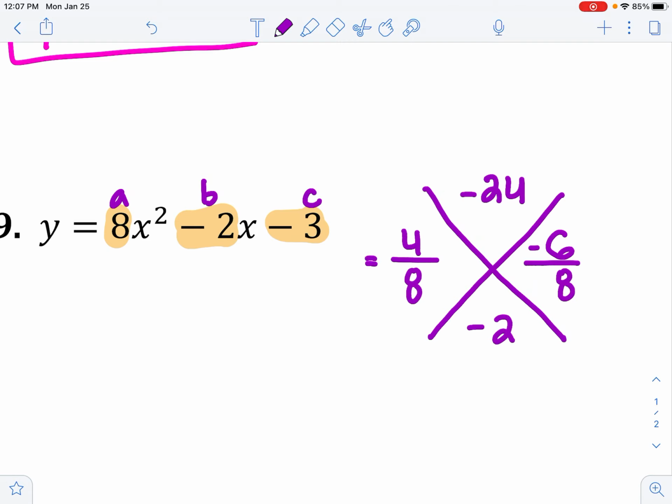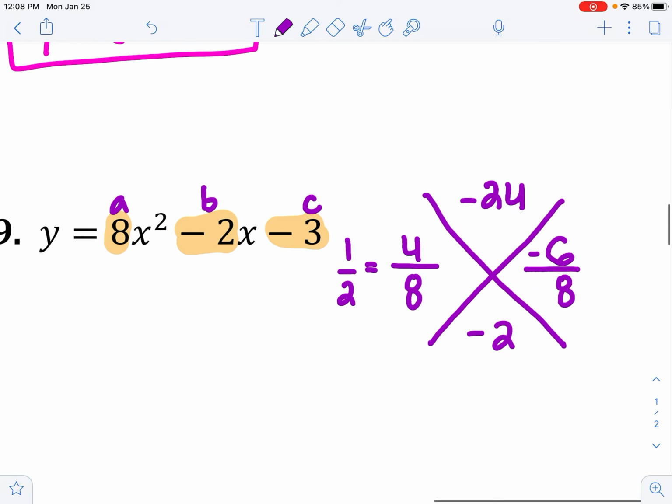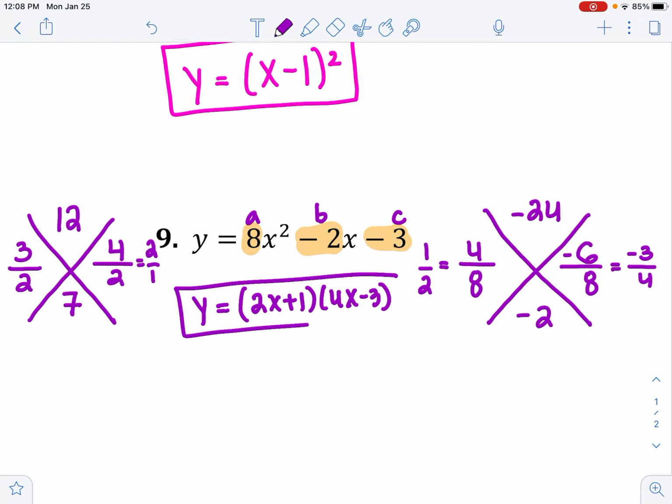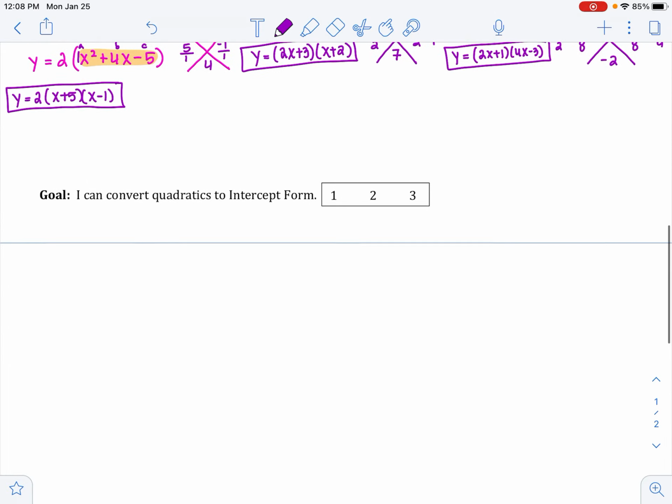Simplify your fraction. Now, both of these fractions are simplifiable. 4 goes into itself once, 4 goes into 8 twice. On this fraction, 2 goes into both. 2 goes into -6, -3 times. 2 goes into 8 4 times. So now I can write my two factors. Don't forget your y equals 2x plus 1, and 4x minus 3. And you're all factored here.